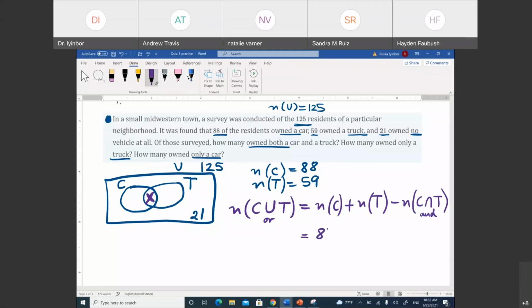How many own trucks? 59 minus X, that's what I need to find. Also, we know the total number of survey people, residents, is 125, and we also know that 21 have no cars or no trucks. So if 125 is the area inside the box, 21 is outside. This is outside, 21.